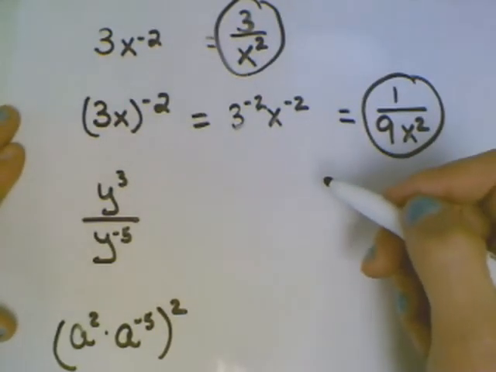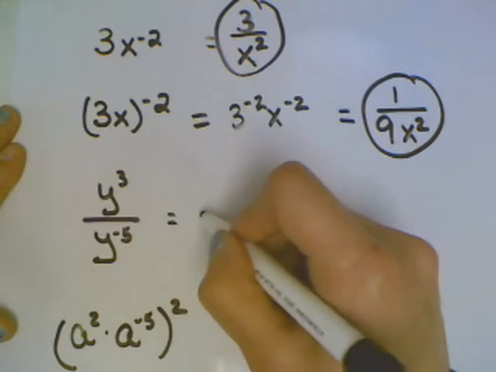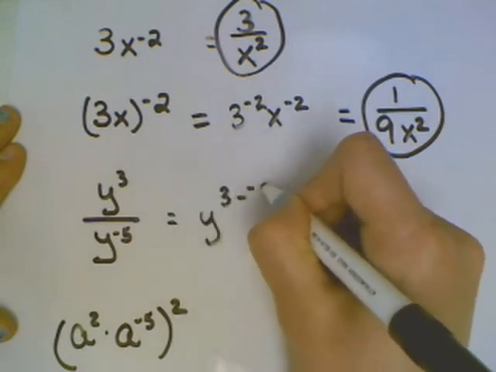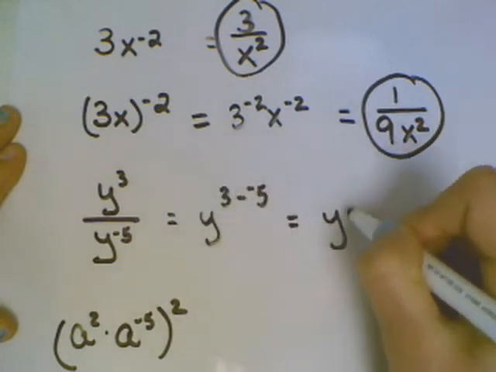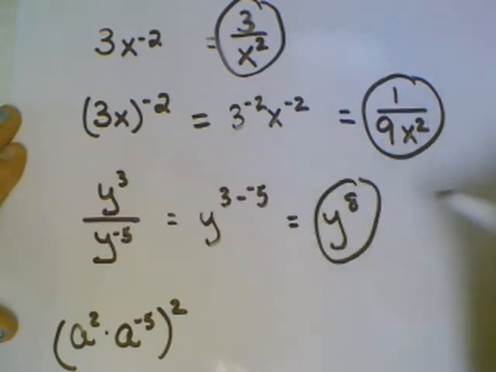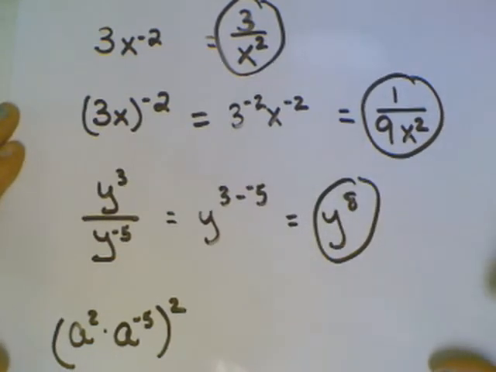Right here, this is a subtraction rule. I'm going to figure out that the power of y is 3 minus negative 5. That means it's y to the 8th. Because my answer is a positive exponent, I don't need to put it in the denominator.